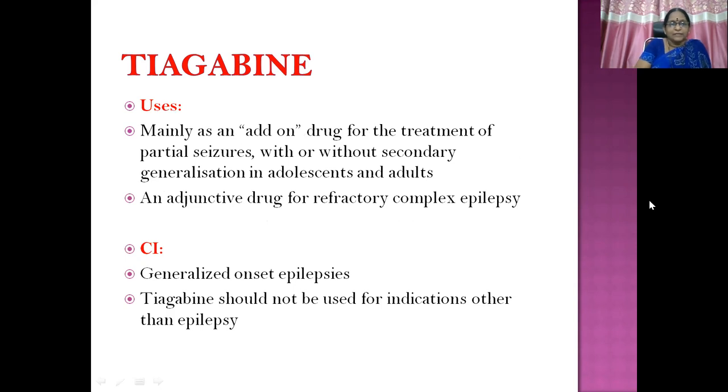Then it is used mainly as an add-on drug for the treatment of partial seizures with or without secondary generalization in adolescents and adults. Then urgent drug for refractory complex epilepsy. Contraindications are generalized onset epilepsies. And tiagabine should not be used for indications other than epilepsy, because this molecule particularly induces convulsions when used for non-epileptic conditions.